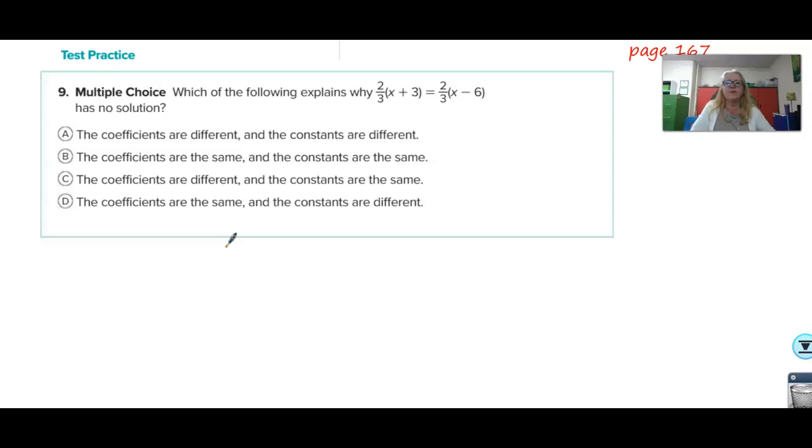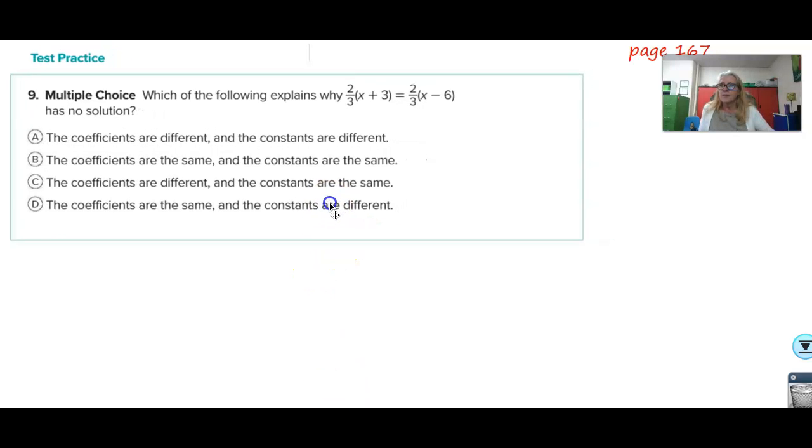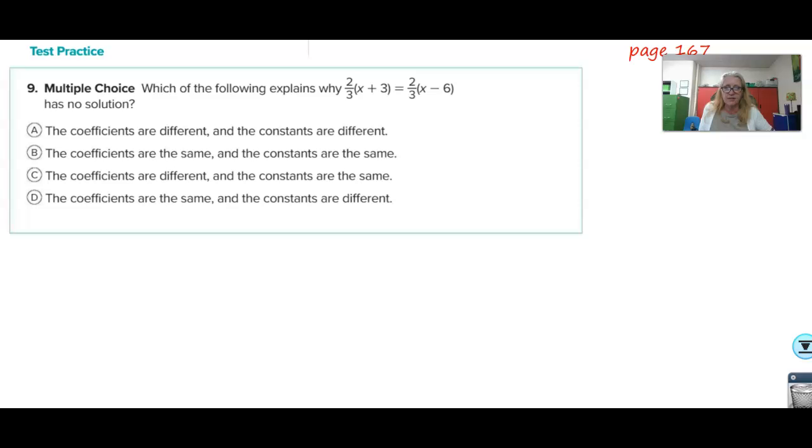Okay, which of the following explains why this equation has no solution? All right, super fun. What we're going to do is simplify this thing so we have a better idea why it has no solution. Okay, let's see. 2/3 times x is 2/3 x. And 2/3 times 3 is 2. 2/3 of 3 is 2. 2/3 times x is 2/3 x. And 2/3 of 6 is 4. So, which explains why this has no solution?